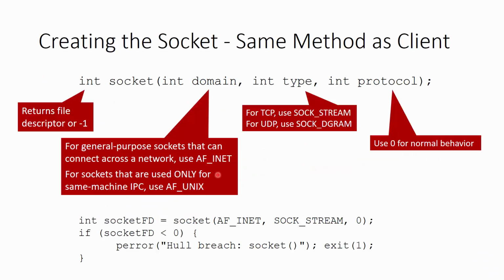So to create the socket, we're going to do this in the same way as the client. This is the exact same slide with the same parameters. We are going to specify we want to do a TCP connection, and we want to use a full-blooded AF_INET socket, and we'll check the return result for -1 and pass any flags if we have any.